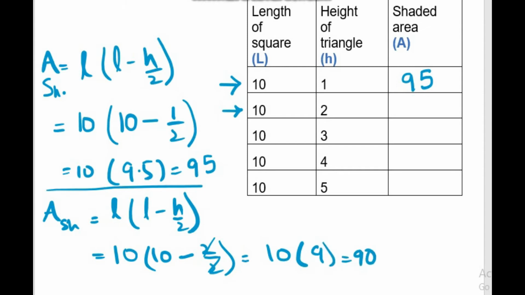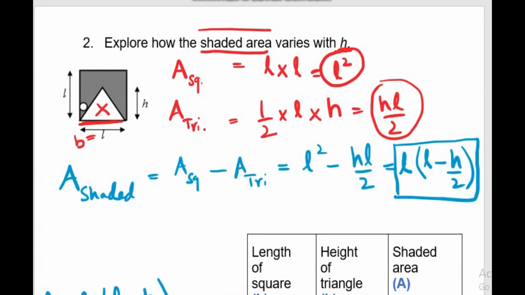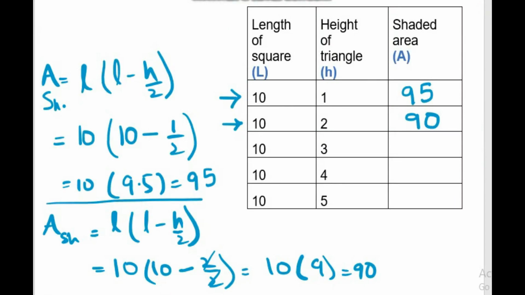Right, so this formula really works for us, and you can see from the diagram as well that as the height gets bigger, the shaded region gets smaller. So here we are. I'm going to fill out the table as I've already done the working. So this is 85, 80 and 75.